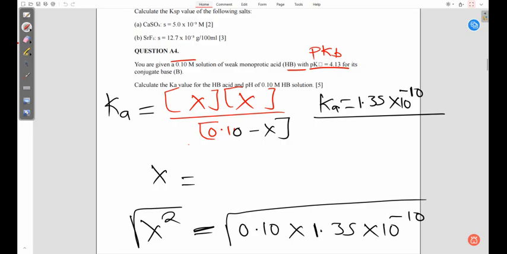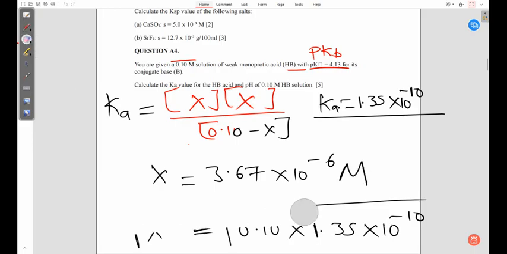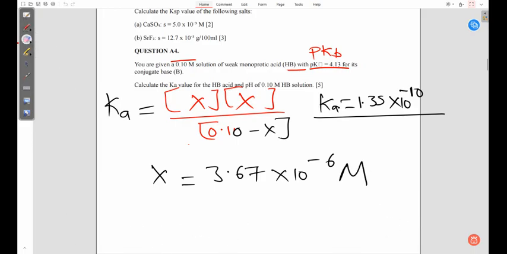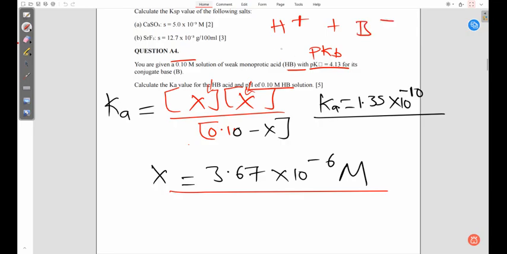So what do we get as our x value? That's 3.67 times 10 to the power negative 6 molar. That is basically what we've gotten there. What are we trying to find? The pH. Now the x values in the ICE table, which I didn't have enough space for, were representing what? The hydrogen and also the conjugate base. So x is representing both of them.